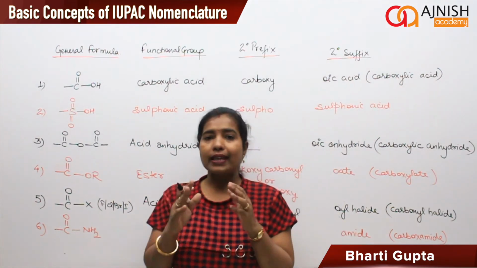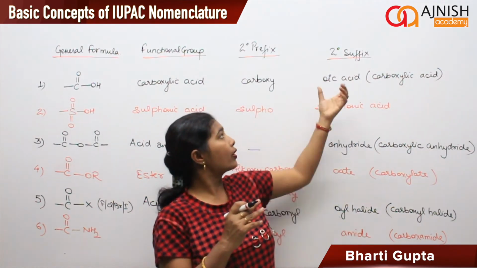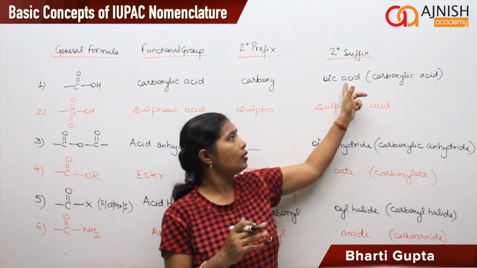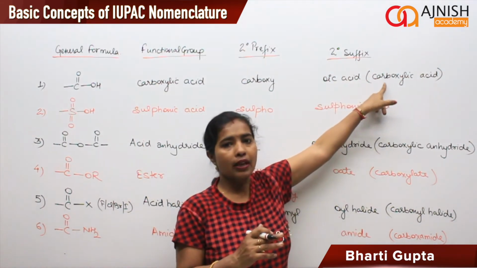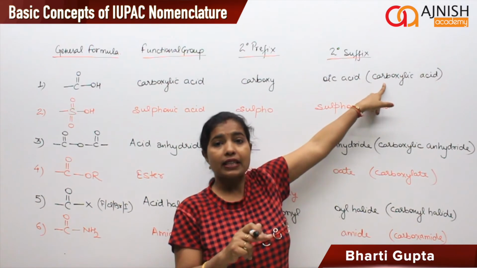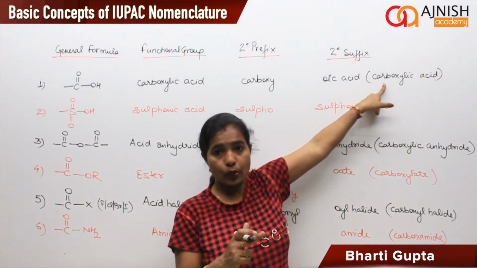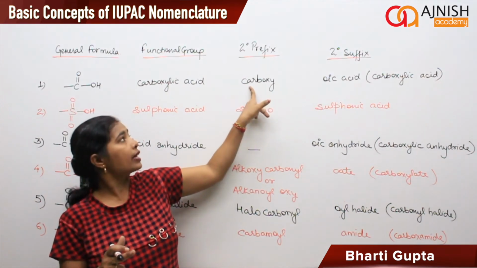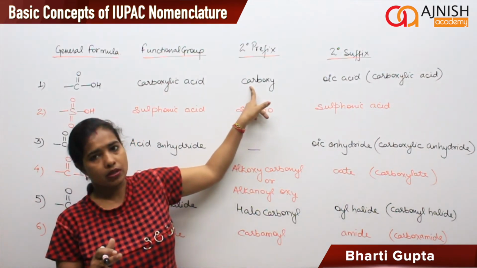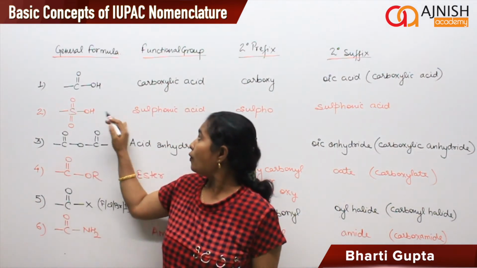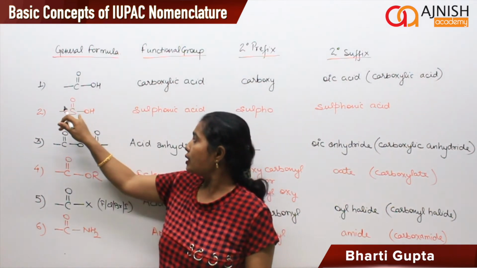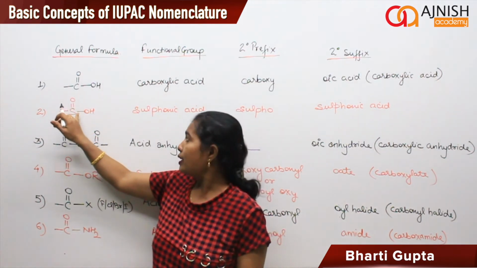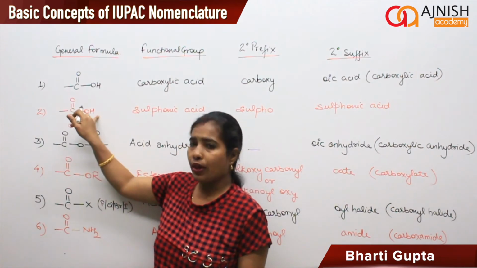So, carboxylic acid, when present as the main functional group, we write the suffix oic acid, and in some cases carboxylic acid. And in case carboxylic acid is present as a substituent, we will write the secondary prefix for it, which is carboxy. Then sulphonic acid. Sulphonic acid is SO3H: S double bond O, OH.